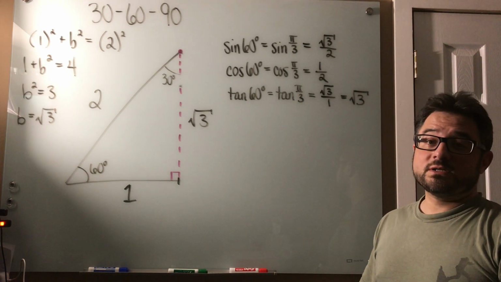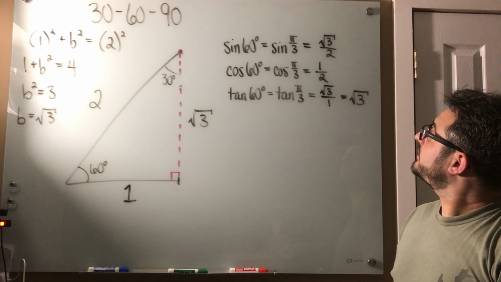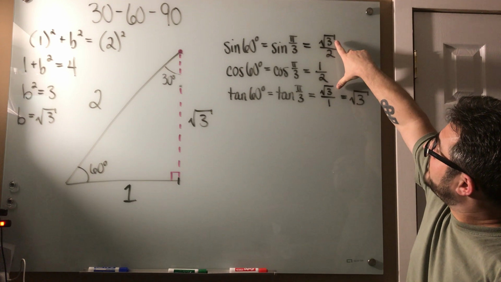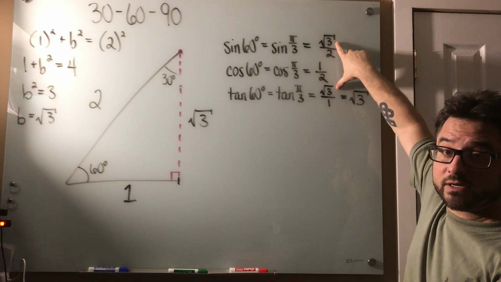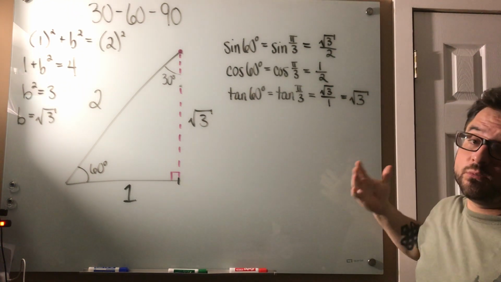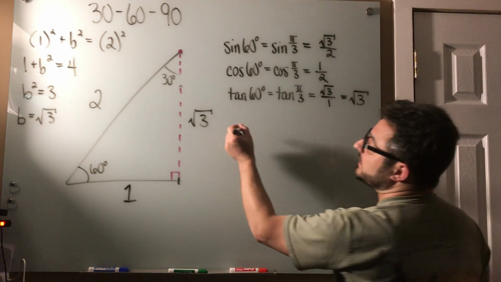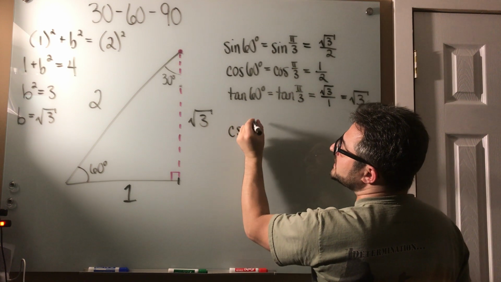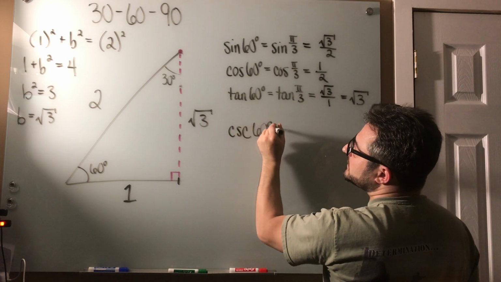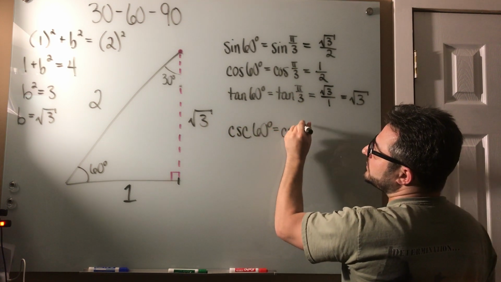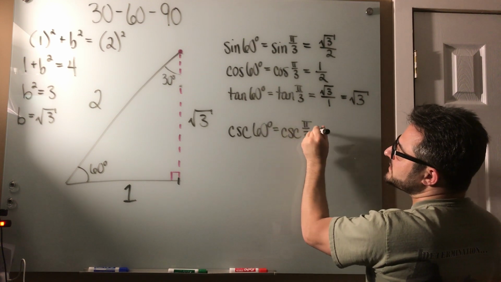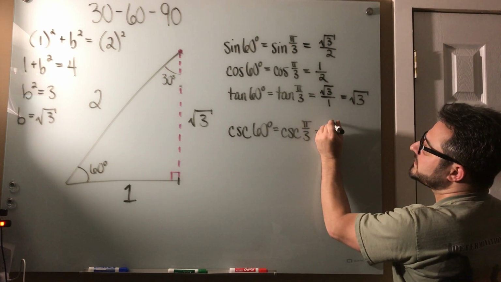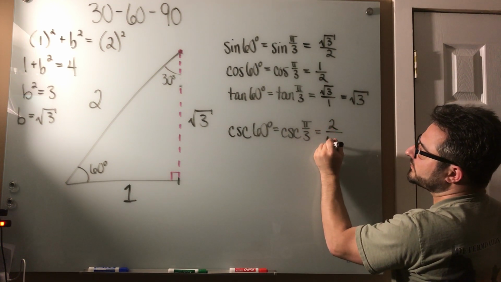The reciprocal functions are, again, easy enough to come up with. Of course, these two, sine and tangent, have a square root of 3 in the numerator, so when we reciprocate them, we will have to rationalize those denominators. So we will again start with cosecant of 60 degrees, or cosecant of pi over 3 radians, and that would be the reciprocal of this. 2 over the square root of 3.